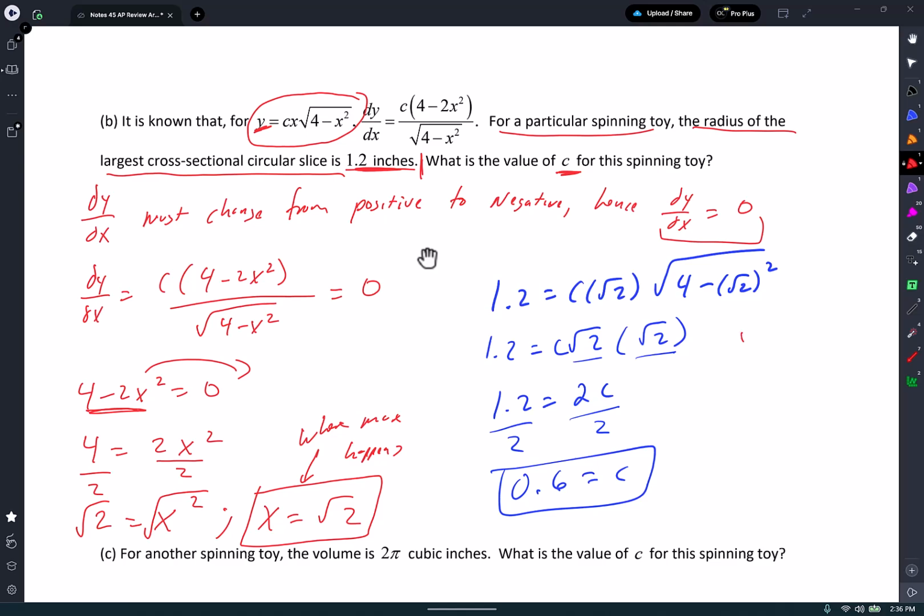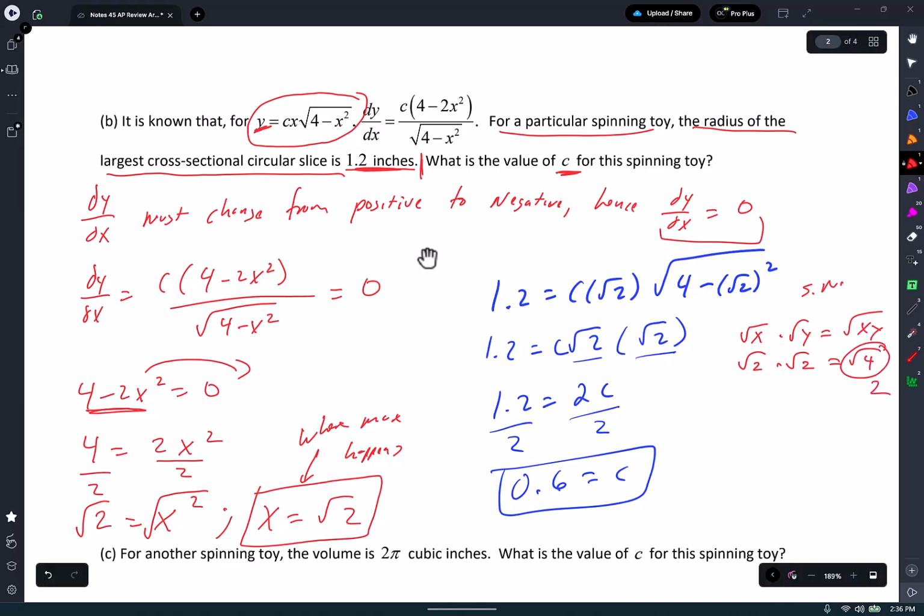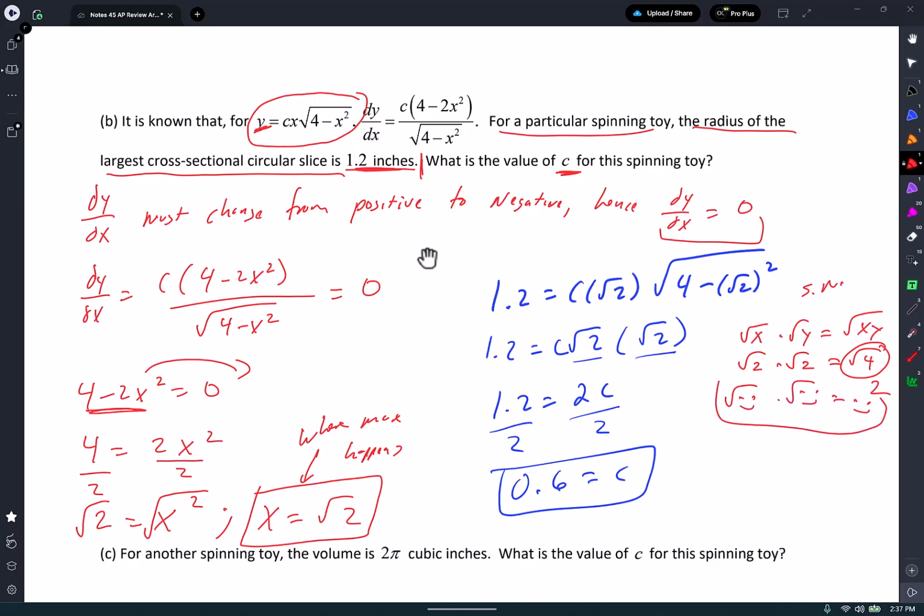Yeah, I guess side note, whenever you're multiplying inside the square root of x times square root of y, that's square root of xy. So square root of 2 times square root of 2, that's going to be square root of 4, and the square root of 4 is 2. Or you could also think about it like square root of happy face times square root of happy face is going to be happy face. Whatever you think is easiest for you.